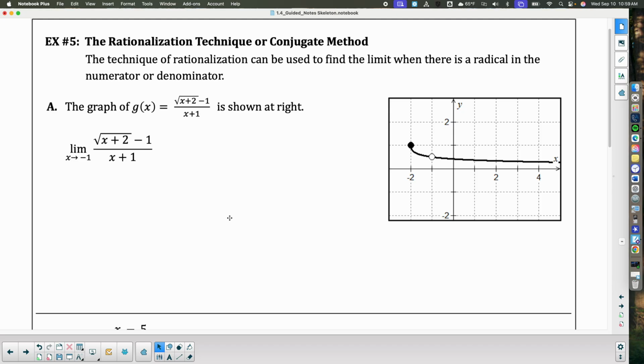So we're going to do something called rationalization, which is going to be multiplying the numerator and denominator by a similar square root.